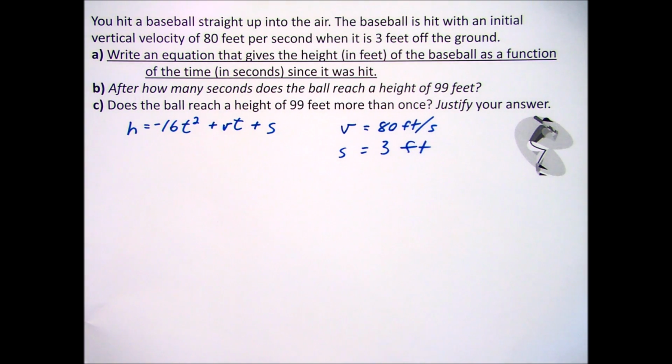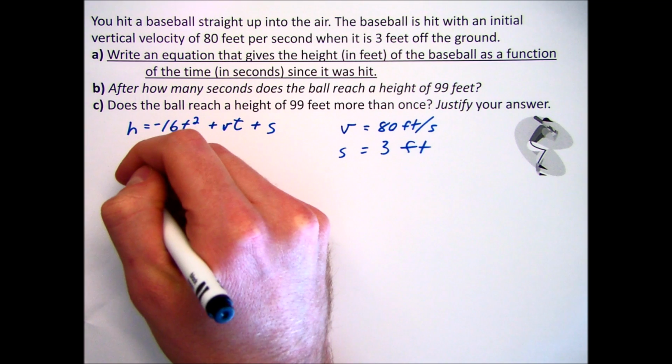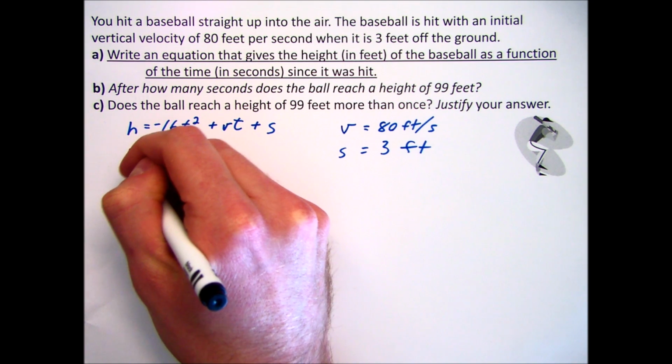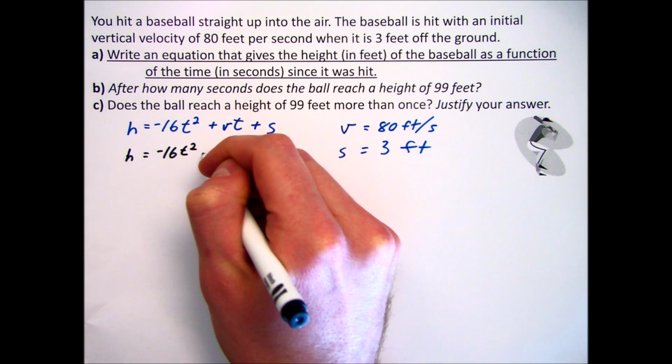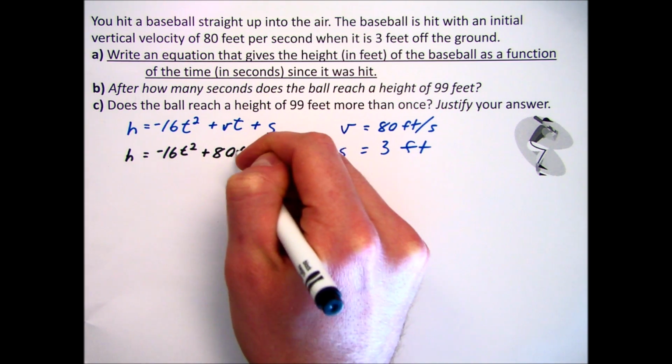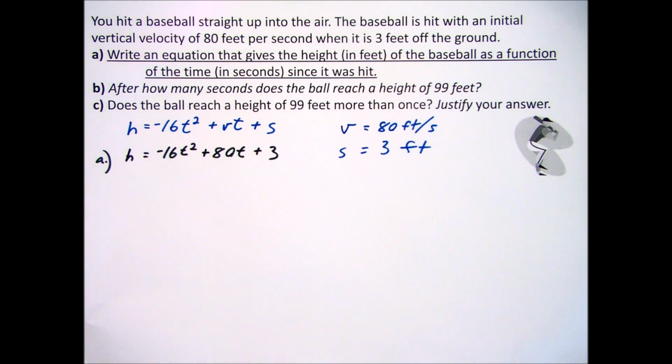Part A asks us to write an equation that gives the height in feet of the baseball as a function of time in seconds since it was hit. We just substitute the values that we know and keep everything else as variables. So we have h is negative 16 t squared plus 80 t plus 3. And that's it for part A.